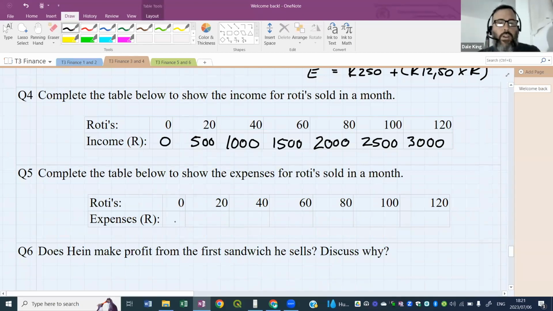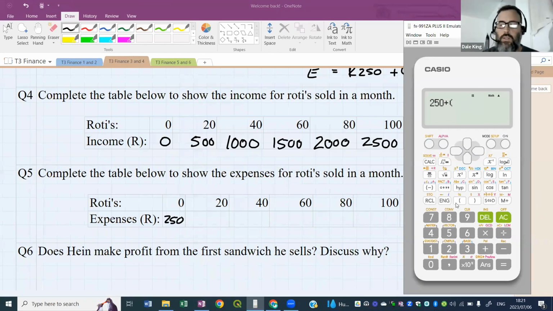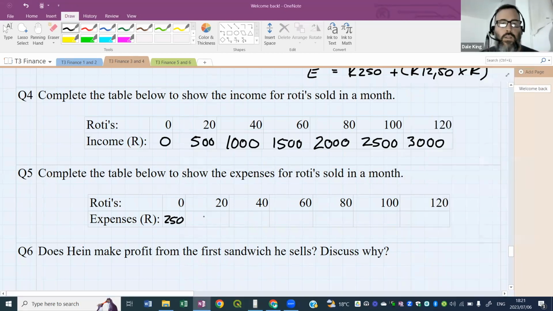Yes, sir. All right, 0 is 250. I know that. What is it for 20? It is 500. Very good. So what Bianca is doing is she's typing 250 plus 1250 times 20. And then she's going to change that 20 to whatever value she needs. Excellent. All right. So it's 500.